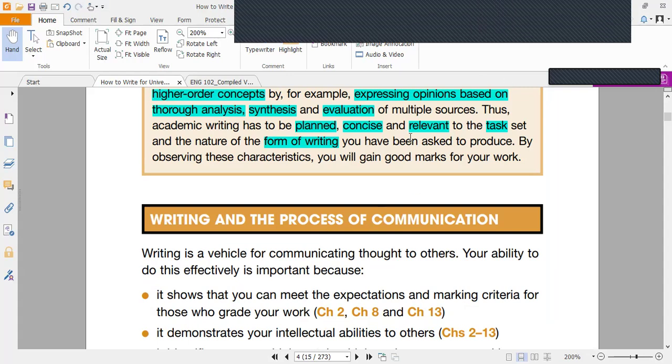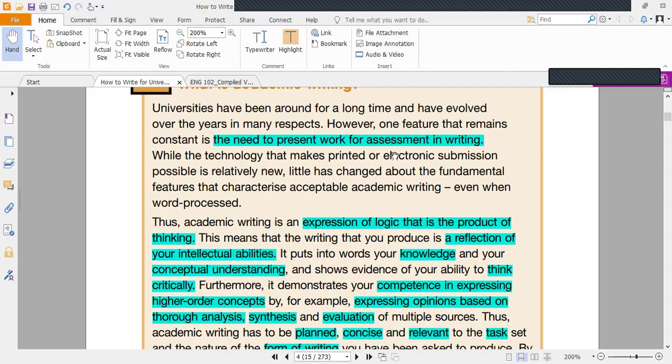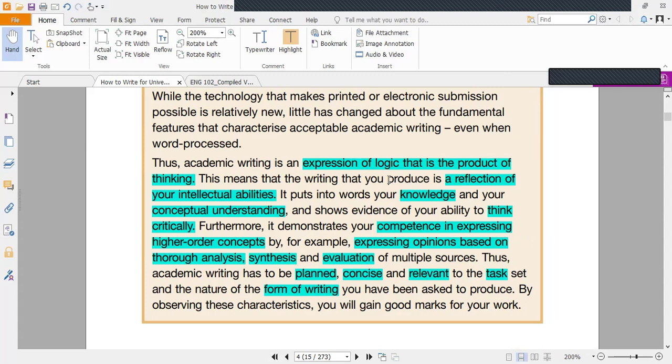So once again, I remind you, I explained to you what academic writing is, and I said that academic writing is these things, about 8 things, as you can see on the screen, and your job is to write these 8 points in your copy.